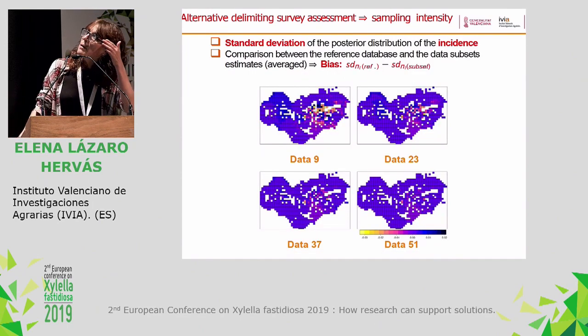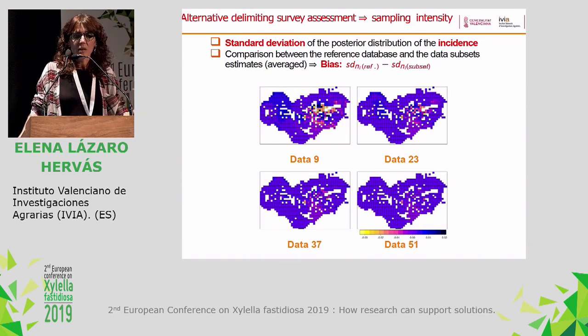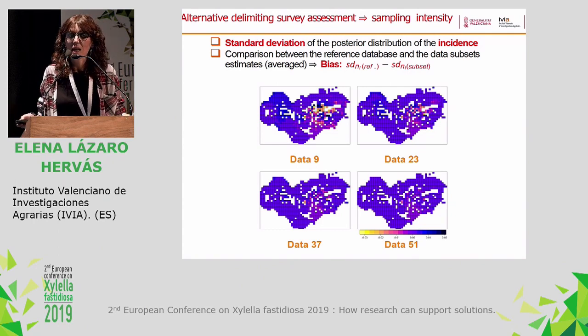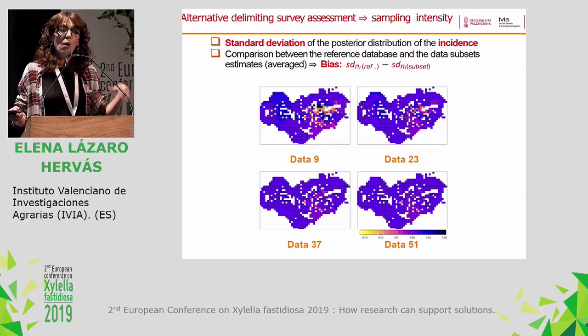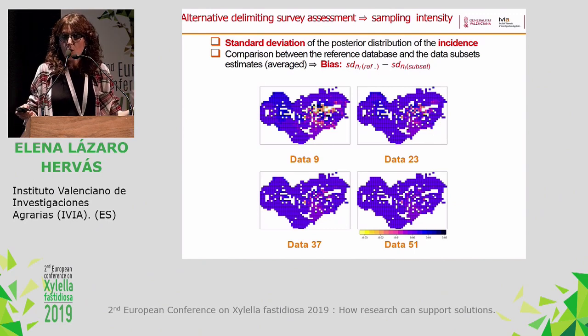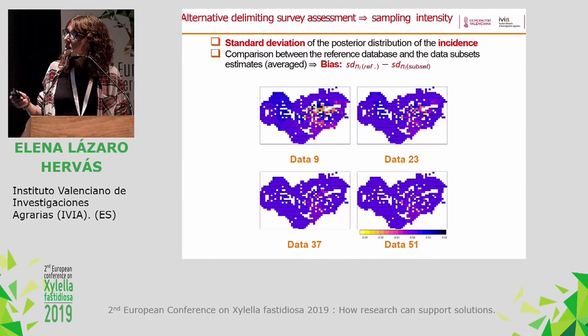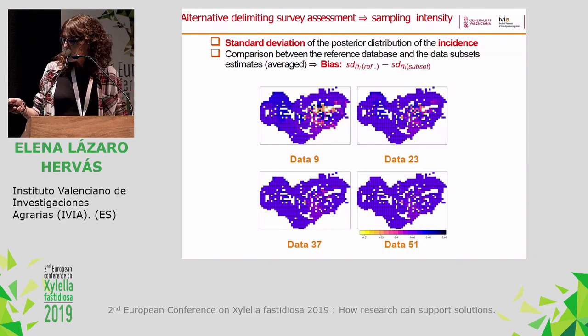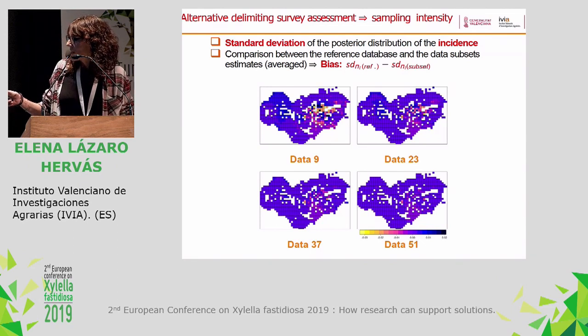Also to show a comparison with the reference database and the data subsets in relation to the standard deviation of the posterior distribution of the incidence. This is an uncertainty measure of the incidence estimates. And also the results are coincident with the other one, and the bias related to data subset 51 shows the better results.